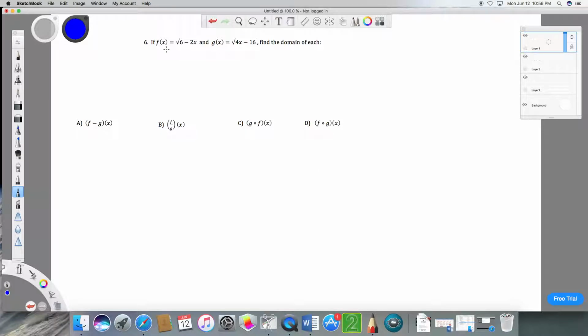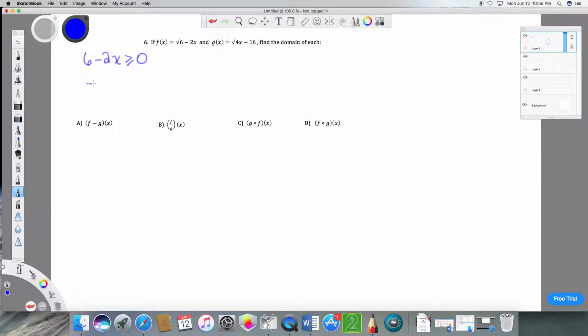So for the domain of f, well, the domain of any function is the set of all real numbers, excluding any values that cause division by 0. Well, I don't have any variables in a denominator, so I don't have to worry about that. But I do have a variable underneath the square root, and I can't take the square root of negative numbers, not within the set of real numbers. So the 6 minus 2x that I'm taking the square root of has to be 0 or positive. It has to represent a number that's greater than or equal to 0.